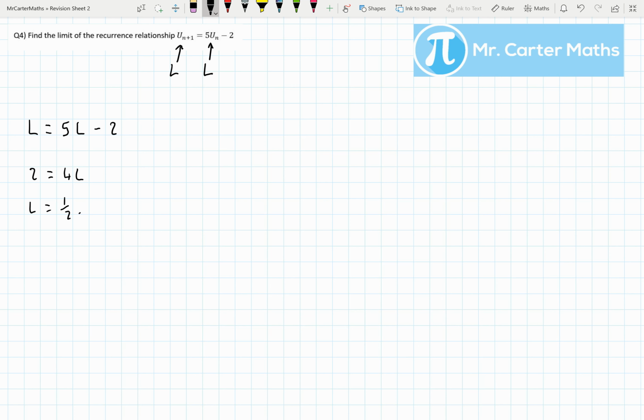And you can see that quite quickly. 5 times 1/2 is 2.5. Subtract 2 is 1/2. Put 1/2 back in, you'll be in the same position still.